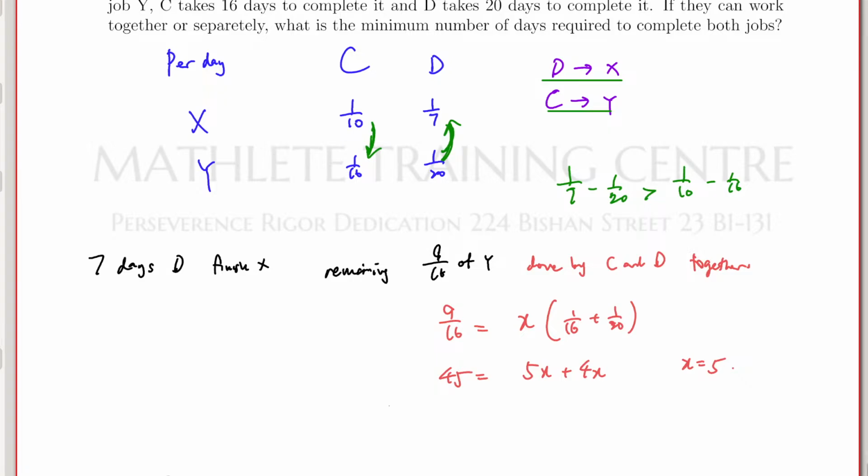So it'll take 7 days for D to finish X. Then after that, they will both work on Y together. This will take an additional 5 days. So the answer is 7 days at the start, 5 days where they work together. This equals 12 days to complete both jobs.